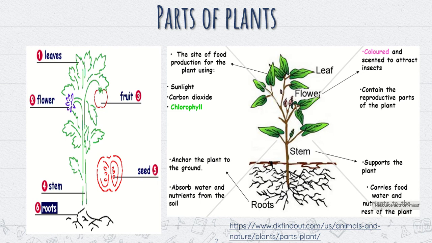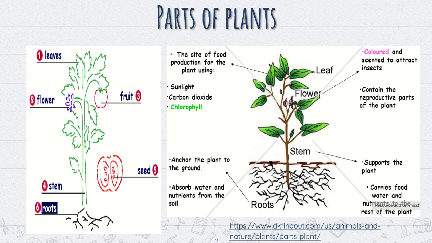After, in number 6, you can find roots. Okay? Remember that roots act like straws, absorbing water and minerals from the soil. In number 4, you can find the stem. Remember that the stem does many things. It supports the plant, and it acts like the plant's plumbing system, conducting water and nutrition from the roots and food in the form of glucose from the leaves.